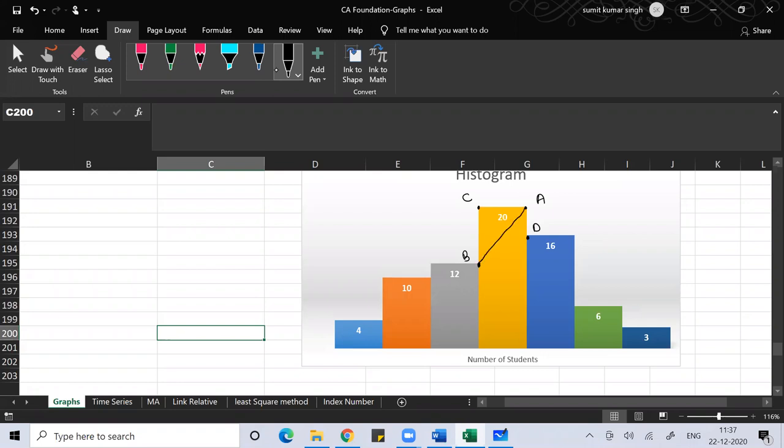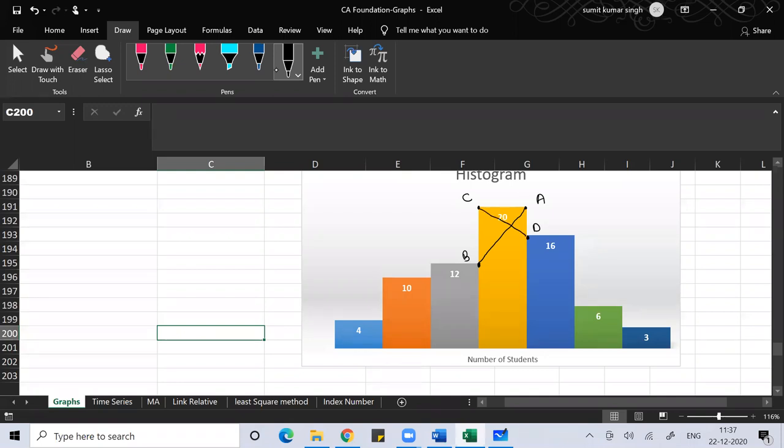Use a scale and draw the line connecting A to B. Similarly, connect C to D. Use a scale and join this point like this.